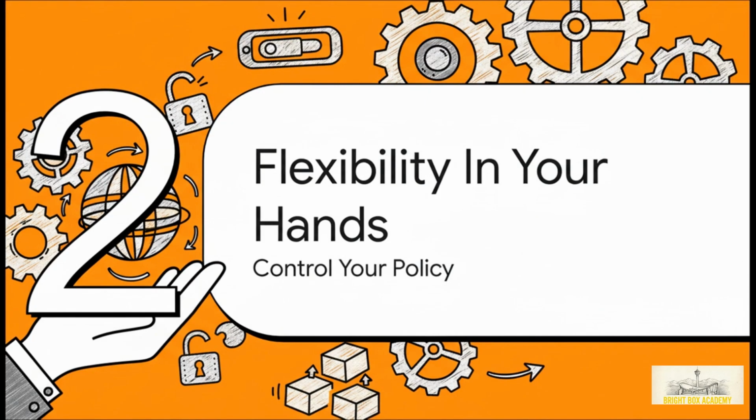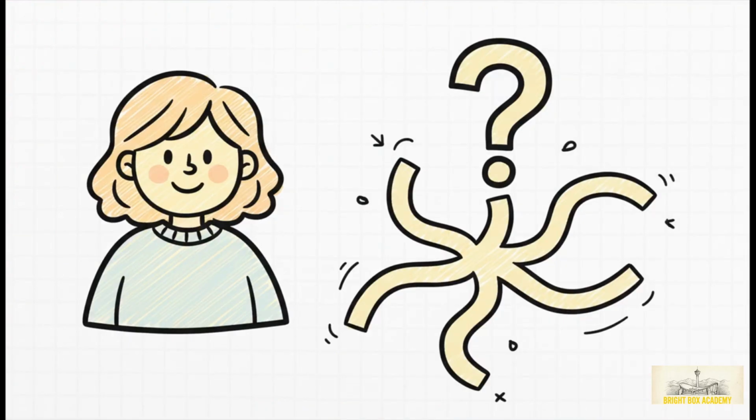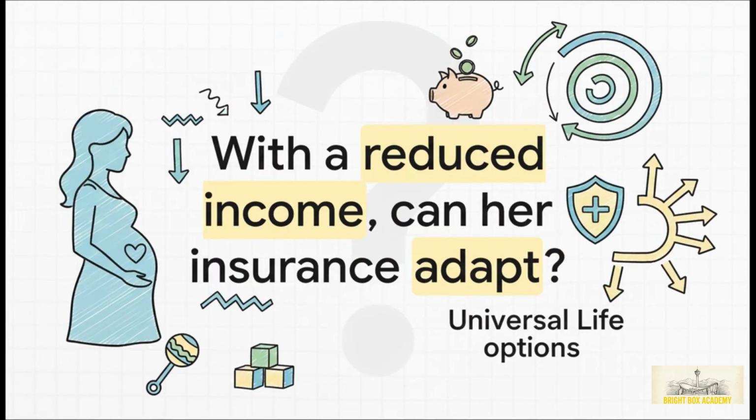Okay, so that's the theory. But what does this control actually look like in the real world? Let's walk through a couple of examples to see this flexibility in action. So this is Elaine. She's got a universal life policy, she's been paying her premiums, and everything's going smoothly. But a pretty big life event is just around the corner. Elaine is expecting a baby and is about to go on maternity leave. That's amazing news, but it also means her income is going to be a lot lower for a while. Now, with a traditional, rigid policy, that fixed premium could become a real financial burden. But with Universal Life, she's got options.